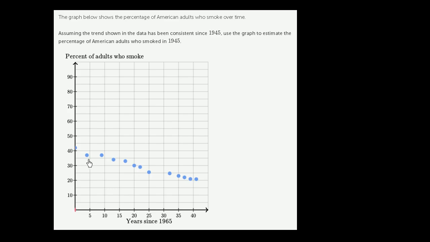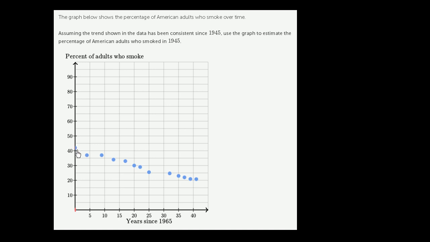And then 5 years later, this would be 1970. 10 years later, that would be 1975. And we don't have data from every given year. This is just from some of the years that we happen to have. But what is clear, it looks like we have a negative linear relationship right over here, that it would not be difficult to fit a line.